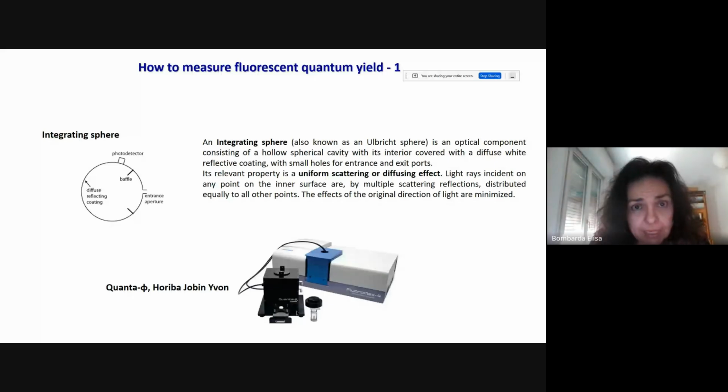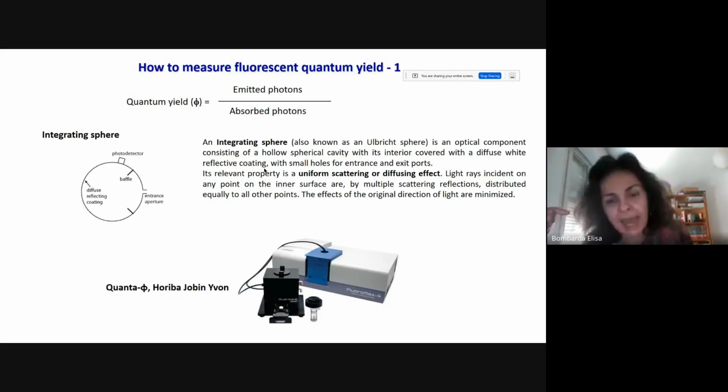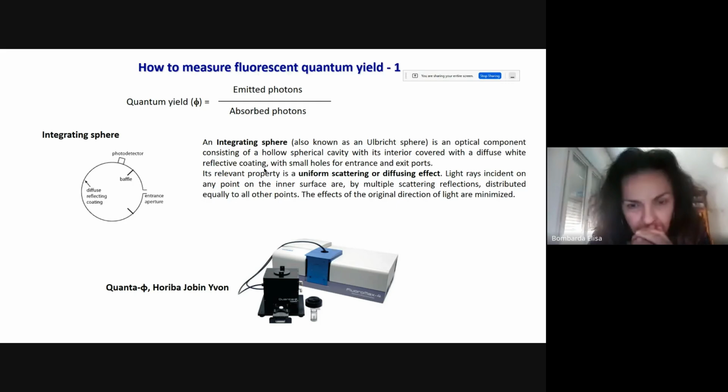Okay, so one important thing that I would absolutely like to say is fluorescence quantum yield. We were talking about it but never saw how it is measured. Quantum yield, by definition, is the ratio between the emitted photons and the absorbed photons. So it is the yield of emission: how much of the photons that were absorbed I will also detect by emission.